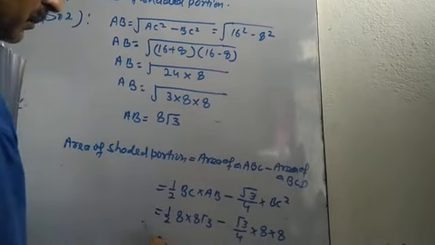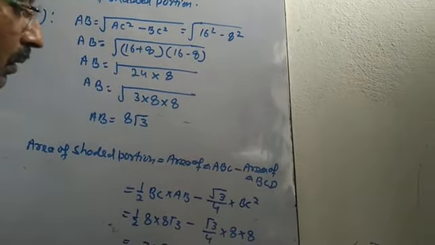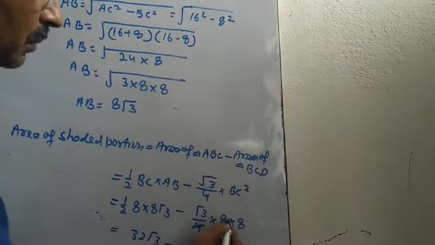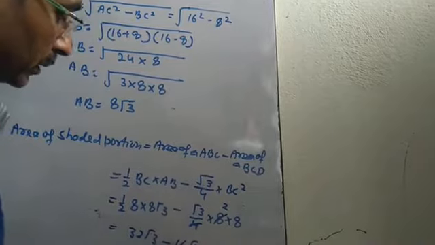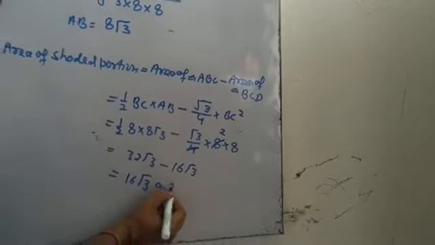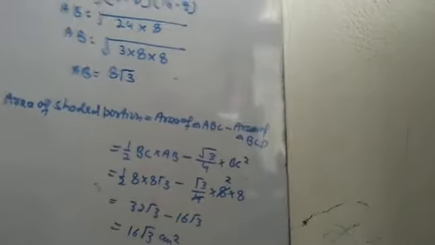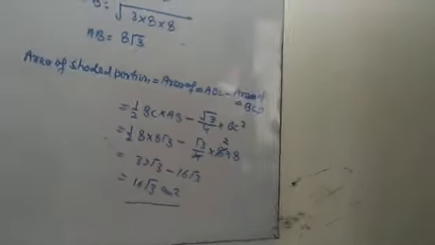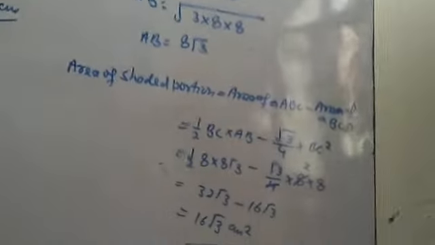Then this is 32 root 3 minus 16 root 3, or you can say 16 root 3 centimeter square. Area of shaded portion is this 16 root 3 centimeter square.